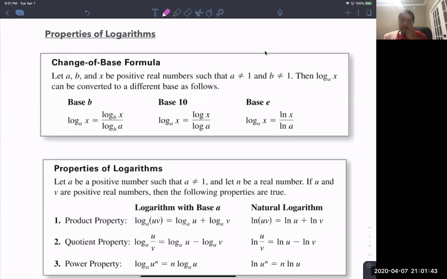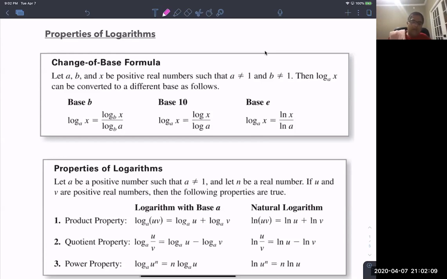Welcome back, everybody. So today we are going to start talking about properties of logarithms. These properties are unique to logarithms and only logarithms. And knowing these properties will help us solve potentially these logarithmic equations that we're eventually going to encounter in the next section. So the first thing we're going to talk about is the change of base form.